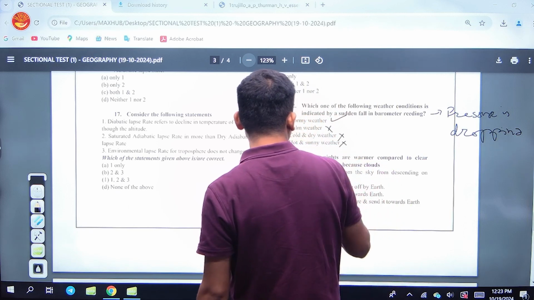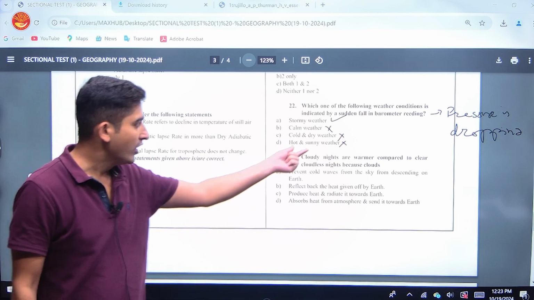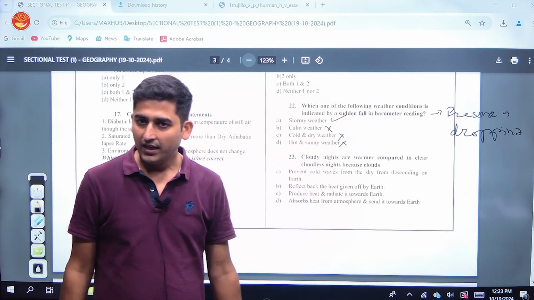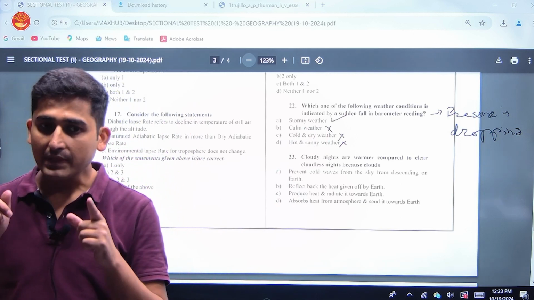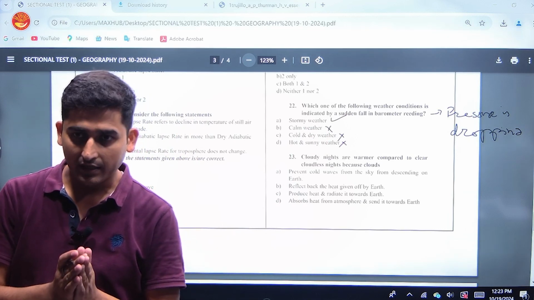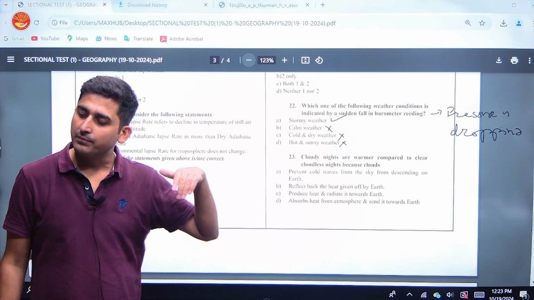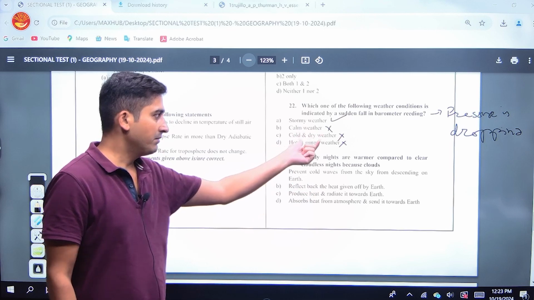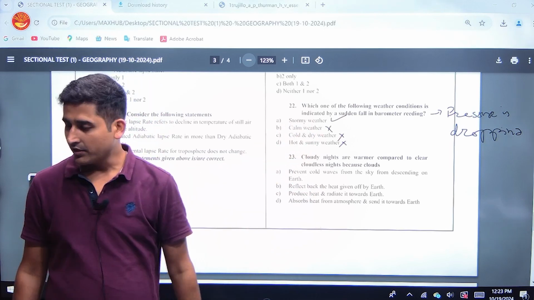All others are no. Hot and sunny weather, no. You can't be sure how hot and sunny weather is. Cold and dry weather, again you can't be sure. Calm weather, this also we don't know. But if pressure is dropping, then that low pressure will be filled up by the surrounding air. So it is going to be stormy weather, and maybe there may be precipitation as well. But B, C, D do not explain the following reading. So stormy weather is the correct fit.